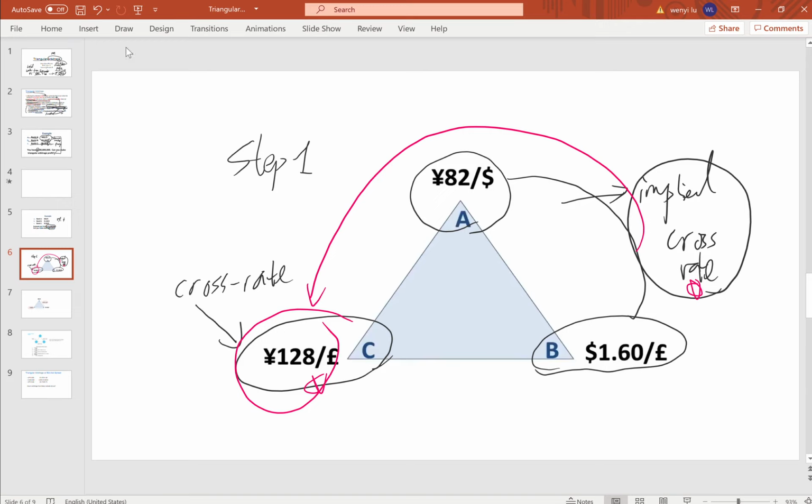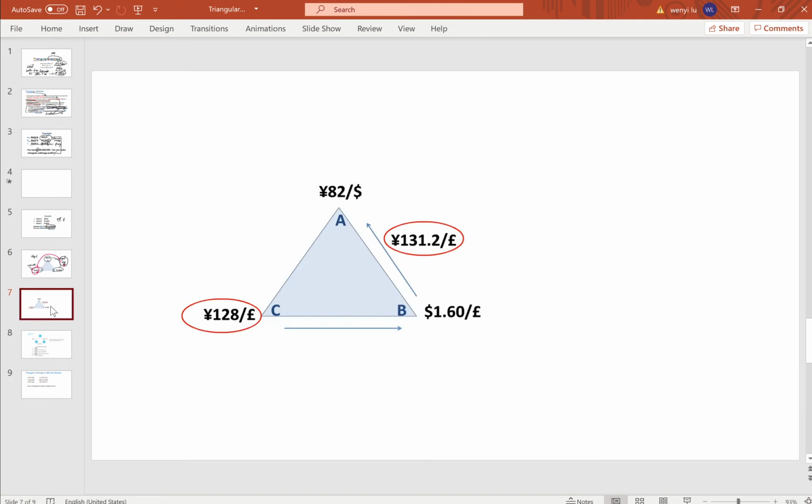And we have already done many practices in the last video. So the cross rate is the key, the fundamental for this question. If you solve the wrong cross rate, you cannot continue to solve this question properly. So you can see we already solved the implied cross rate from these two quotes. We have yen to dollar times dollar over pound. So the dollars cancel out, and we have the yen to pound.